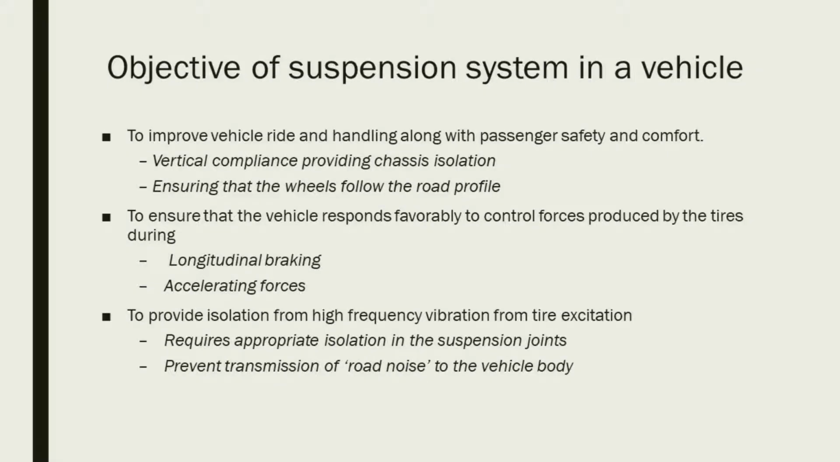Next, what is the objective of suspension system? So why do we use suspension system in a vehicle? First one is to improve the vehicle ride and handling along with the passenger safety and comfort. So it ensures the vehicle follows the road profile and also the vertical components, providing chassis isolation.